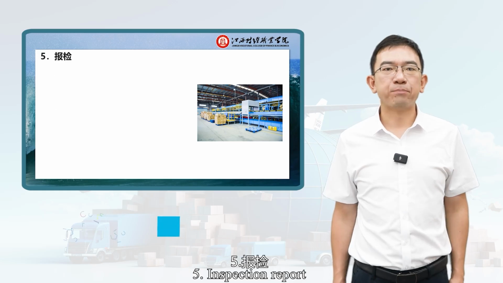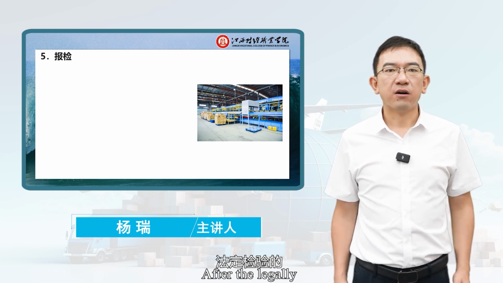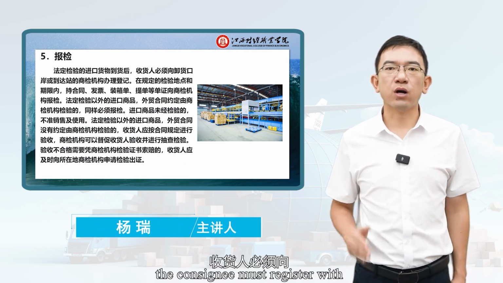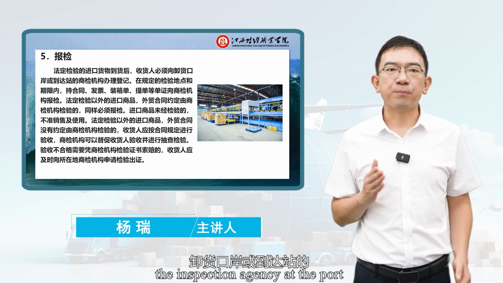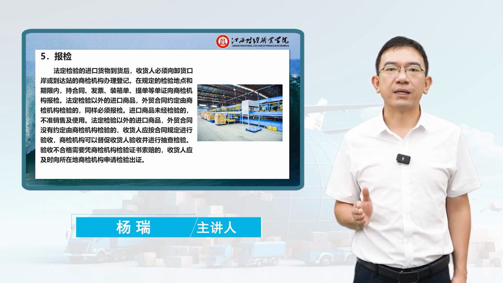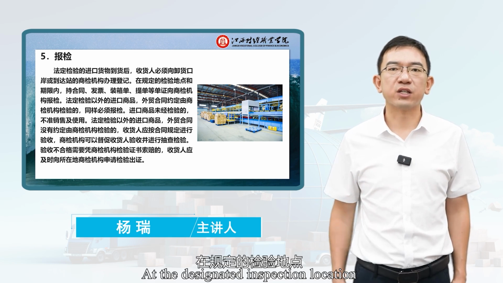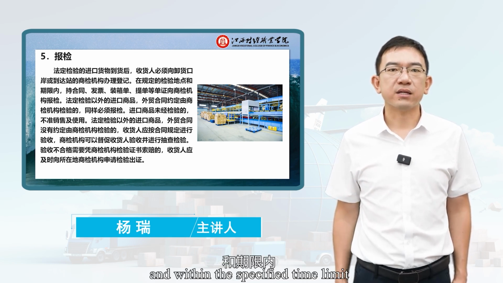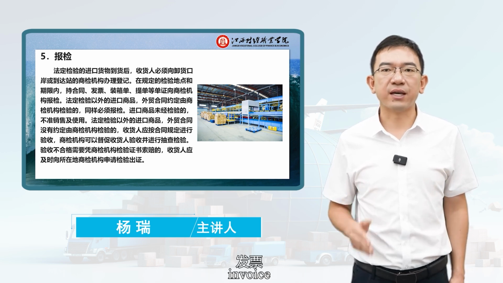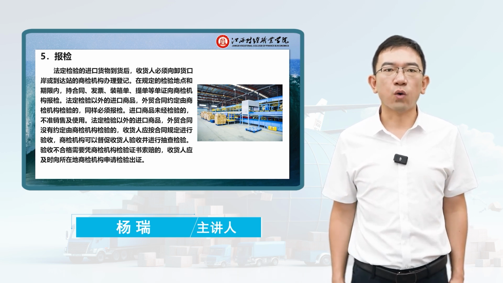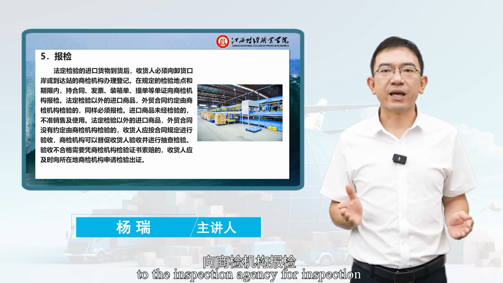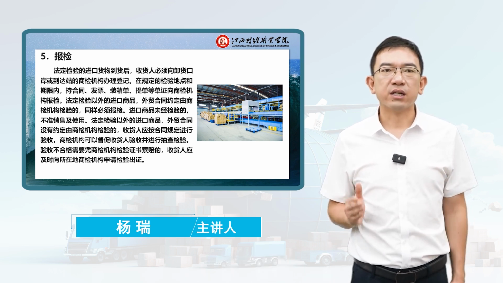After confirming that the documents meet the conditions stipulated in the letter of credit, make payment. 5. Inspection report. After the legally inspected imported goods arrive, the consignee must register with the inspection agency at the port of discharge or arrival station. At the designated inspection location and within the specified time limit, present the contract, invoice, packing list, bill of lading, and other documents to the inspection agency for inspection.